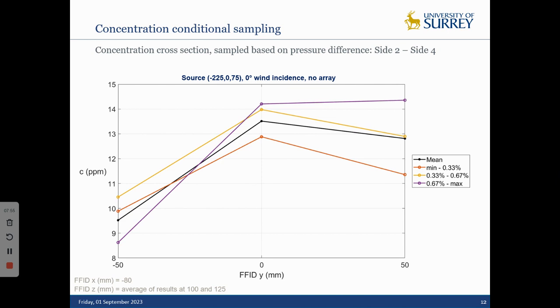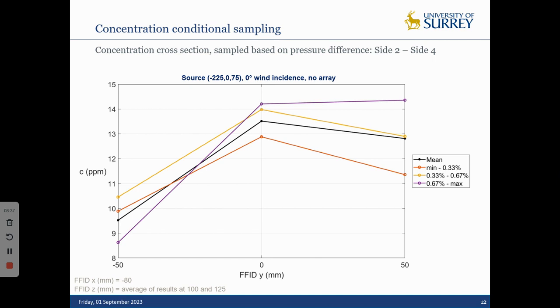So this slide here is a cross-section of the concentration. Just upstream of the front face at 3 Y locations, we're plotting the mean concentration in black. And then the other colours are the concentration sampled based on the instantaneous difference between the two parallel sides of the cube, which should give an indication of the plume meandering in the flow. There's not much you can conclude from this other than the fact that the mean being asymmetric means that our setup wasn't perfectly symmetrical. So either the source wasn't perfectly in line with the middle of the cube, or the source or the cube weren't at exactly 0 degrees.